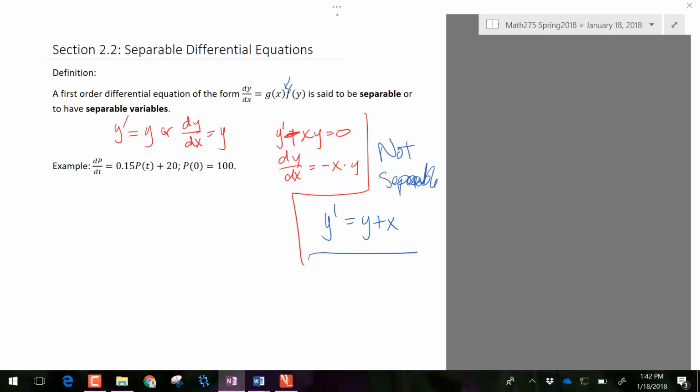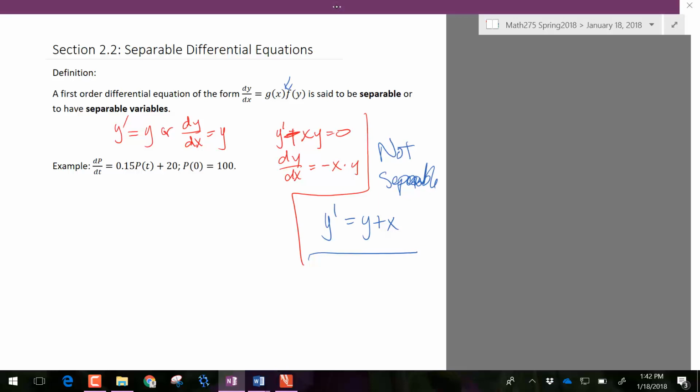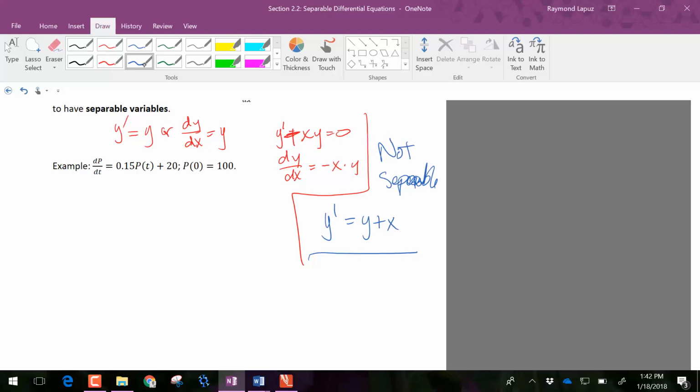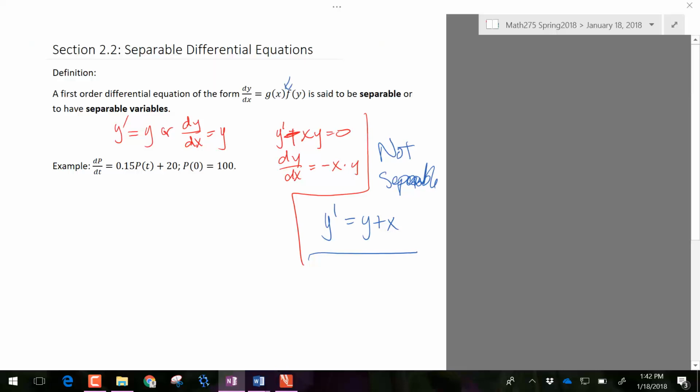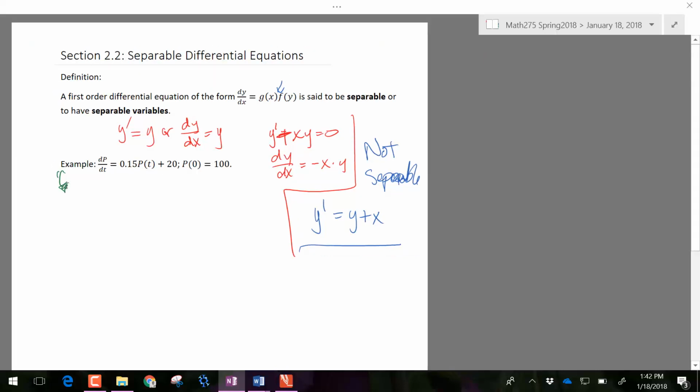All right, so let's solve for one of these. It looks like we have 3 examples now. Let's solve for the example they gave us. And we have dP/dt is equal to 0.15P plus 20. Let me write it like this for now. I have a P of t there, but let's ignore the P of t.